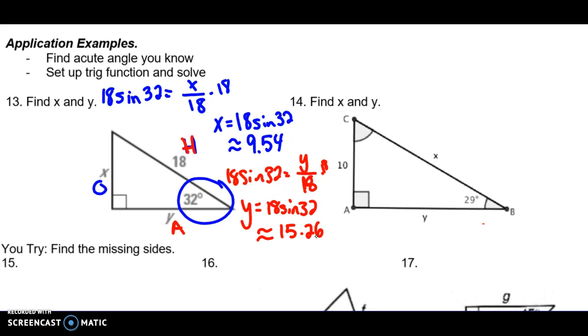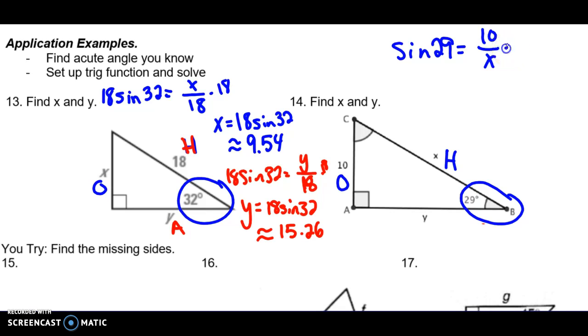For number 14, to find x and y, once again, I'm going to circle my angle. My number is at the opposite. We'll start with x, which is the hypotenuse. So opposite and hypotenuse, I'm using sine. Sine 29 equals, opposite is 10, hypotenuse is x. In this case, I need to multiply by x to get rid of my fraction. So I'm left with x sine 29 equals 10.